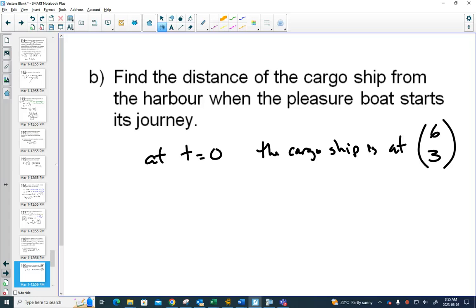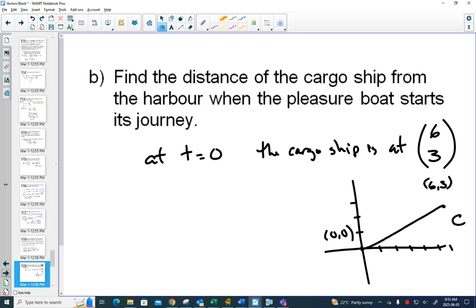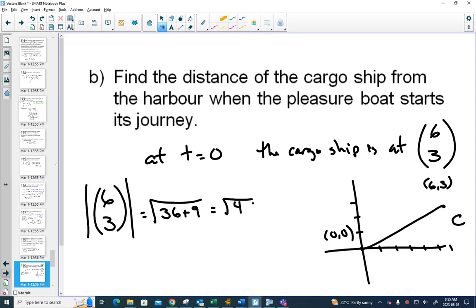If we want to find the length of that vector, does it make sense that (0, 0) is the harbor, 1, 2, 3, 4, 5, 6, 1, 2, 3. Here's the cargo ship at (6, 3). How far away it is from the harbor would be the length of that vector. So if we figure out the length of (6, 3), the cargo ship is just under 7 kilometers away from the harbor. So these 2 boats are traveling extremely slowly and are far away.